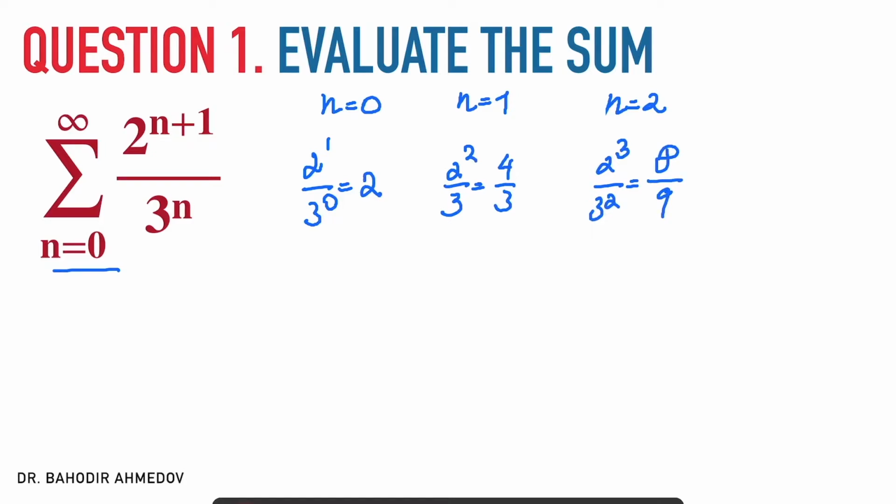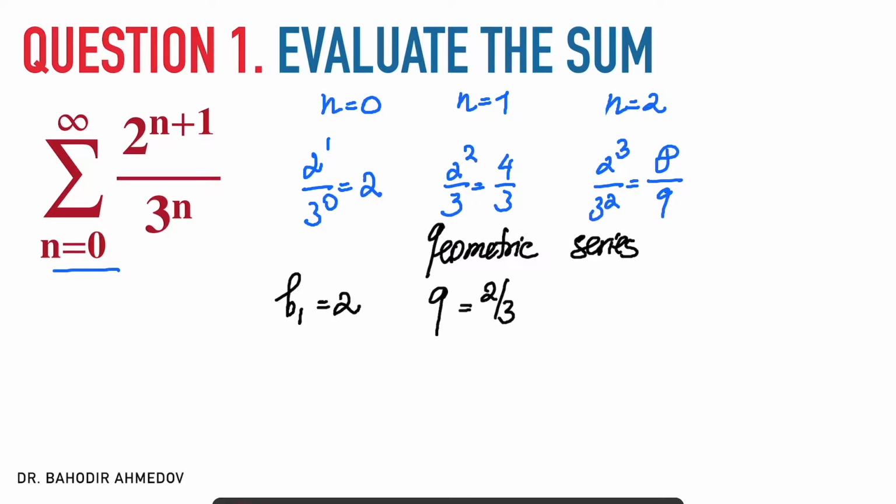So I can see here that it's a geometric series, where the first term, b1, is equal to 2, and the common quotient is equal to 2 over 3, right? So I can get the second term by multiplying the first one by 2 over 3. I can get the third term by multiplying the second term by 2 over 3.